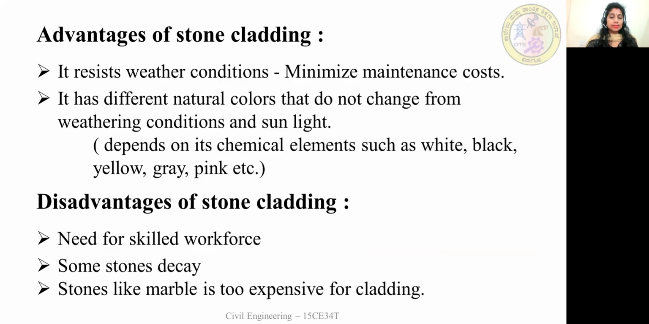Next we'll see what are the advantages and disadvantages of stone cladding. It resists weather conditions better than other materials like plastering, so it minimizes the maintenance cost. It has different natural colors that do not change from weathering conditions and sunlight, depending on its chemical elements, such as white, black, yellow, gray, pink, etc.